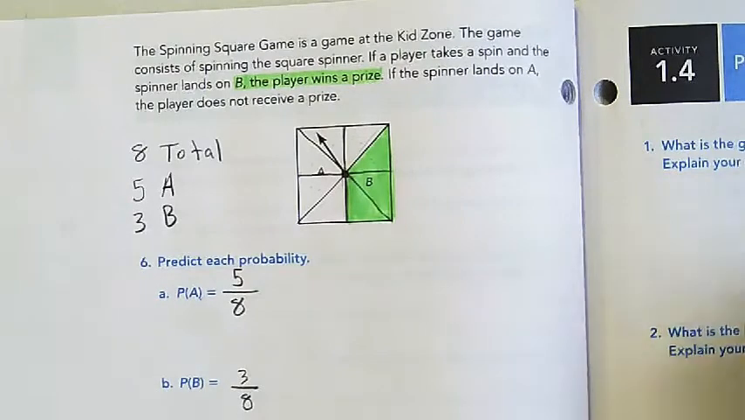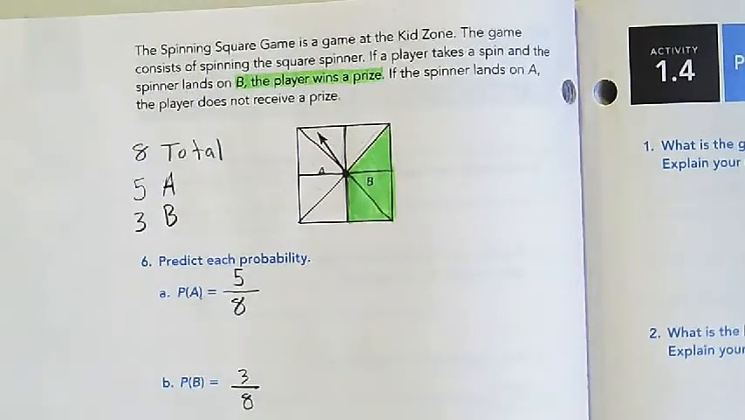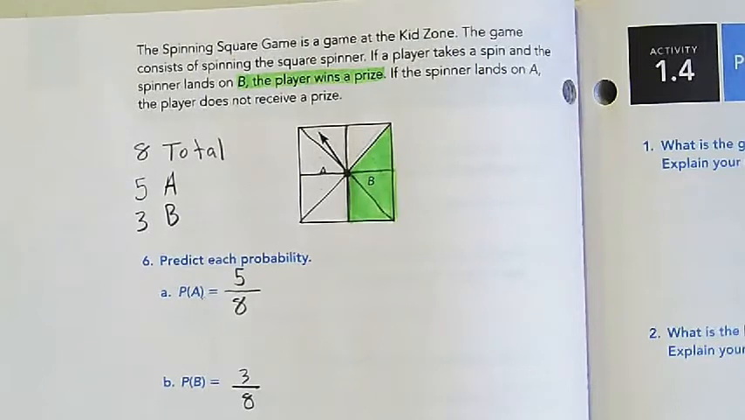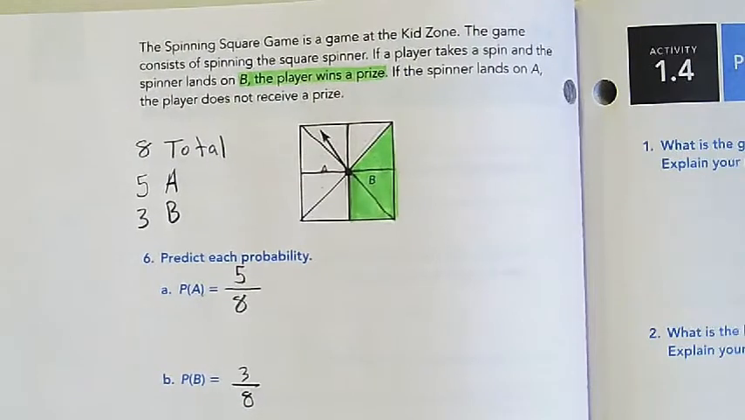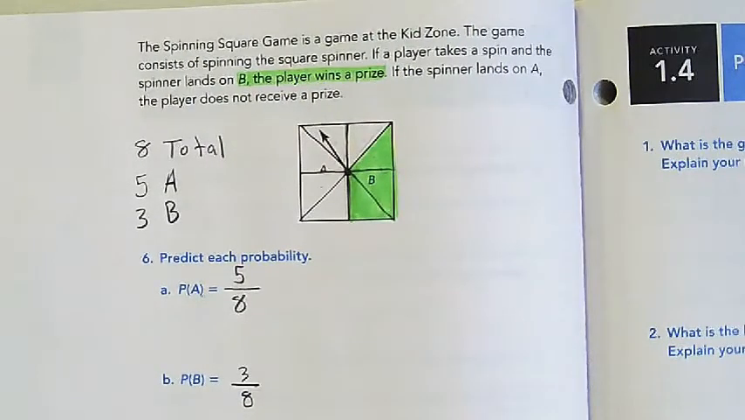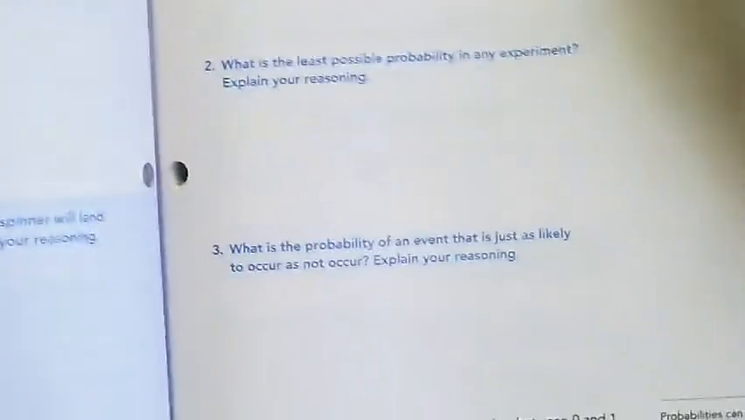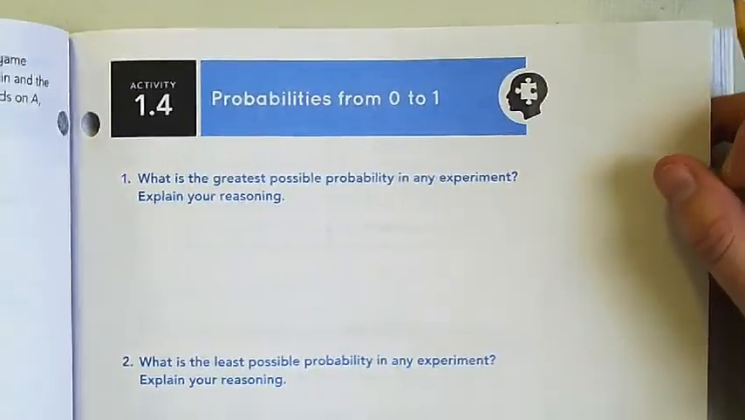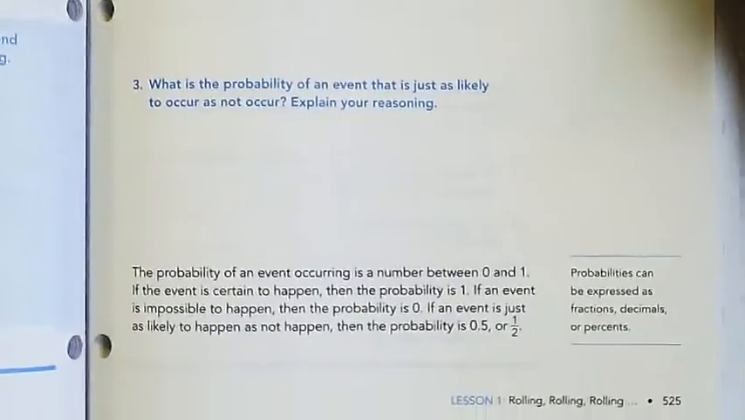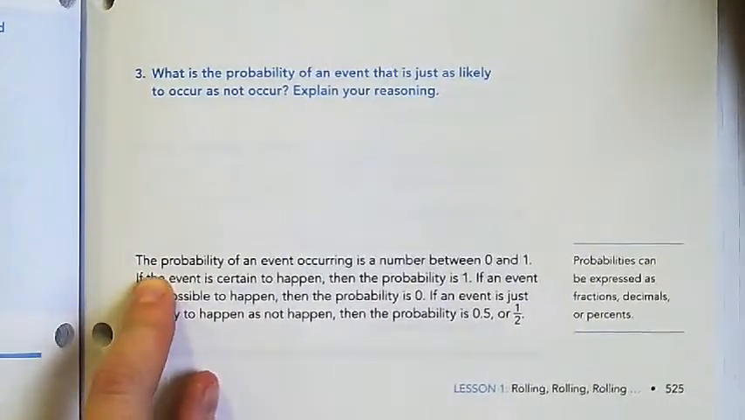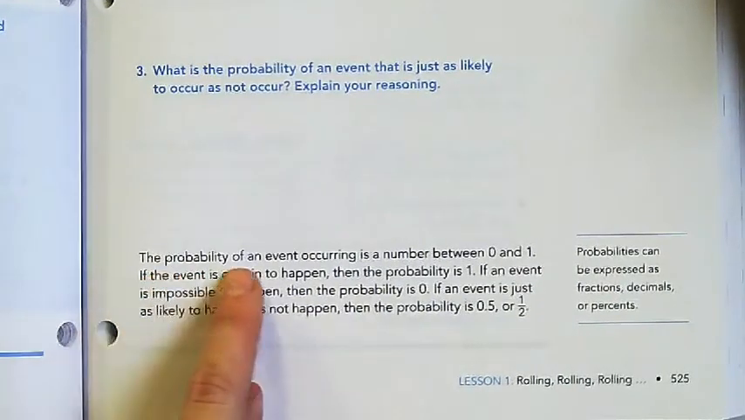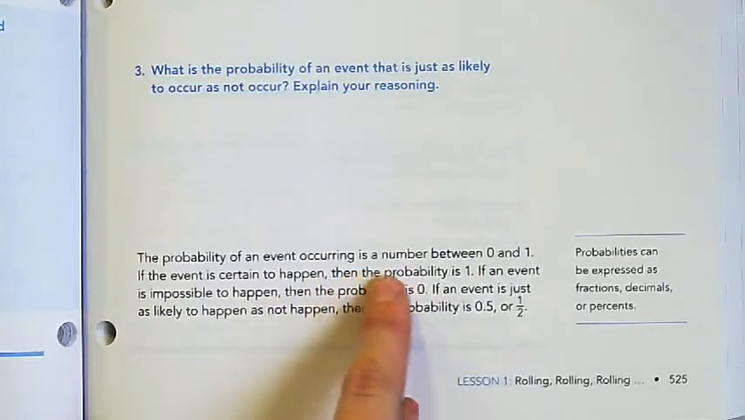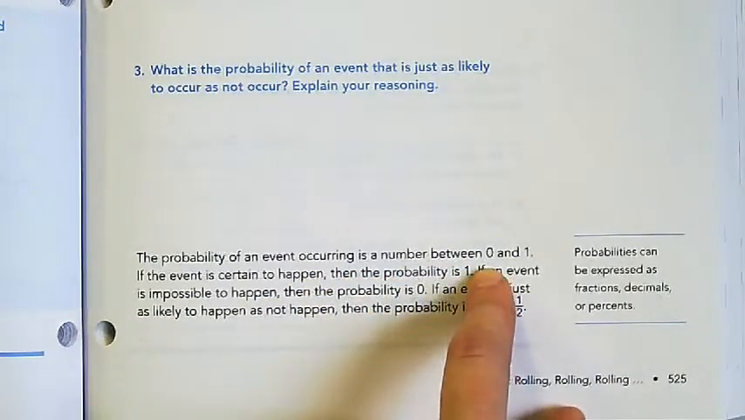Okay? So on activity 1.4, we're not going to do the entire activity. I just want to talk about and point out a part of it. On the next page of activity 1.4, at the bottom, the probability of an event occurring is a number between 0 and 1.